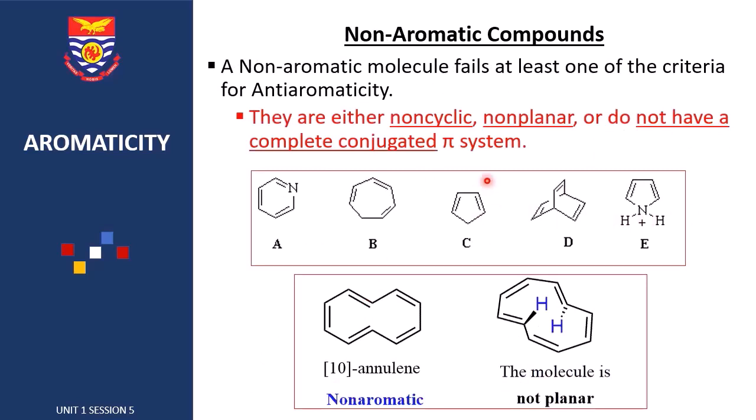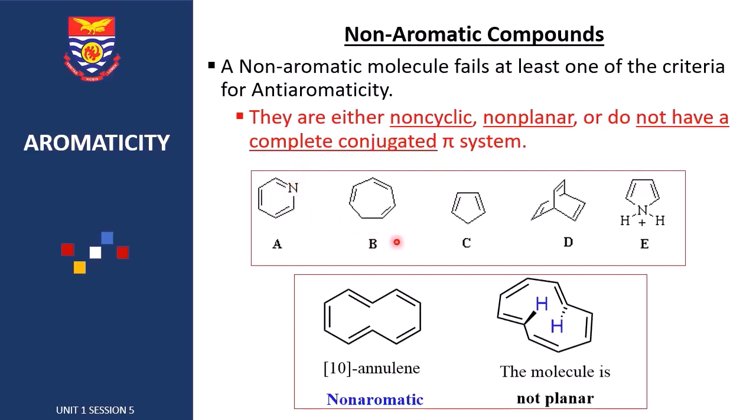The next group will be the non-aromatic compounds. If a compound obeys Hückel's rule, it's planar, conjugated, and cyclic, then we say that the compound is aromatic. If the compound obeys the first 3 rules but fails at Hückel's rule, then we say the compound is anti-aromatic. However, if a compound does not obey any of the first 3, that is, if the compound is either non-cyclic, non-planar, or does not have a complete conjugated system, then that compound becomes a non-aromatic compound.